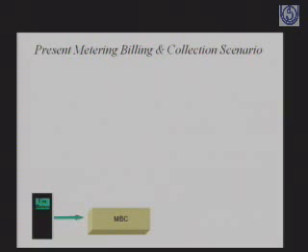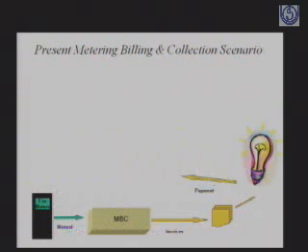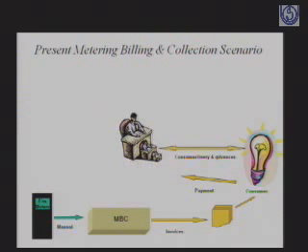Now, what is the current scenario of present metering, billing and collection? How have we been operating the utilities? If you look at it, it's like this. I have electromechanical meters, then I have metering, billing and collection systems, which are a manual process. After reading, I raise the invoices, give them to the customer, and he makes a payment. Either he makes a payment, or alternately he comes with a query and a grievance.